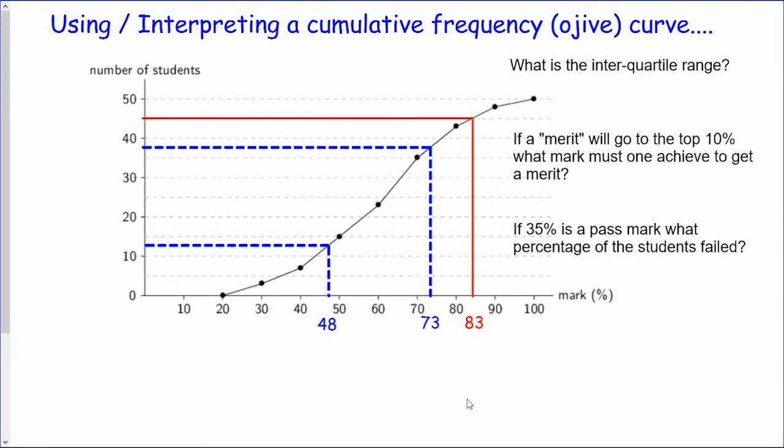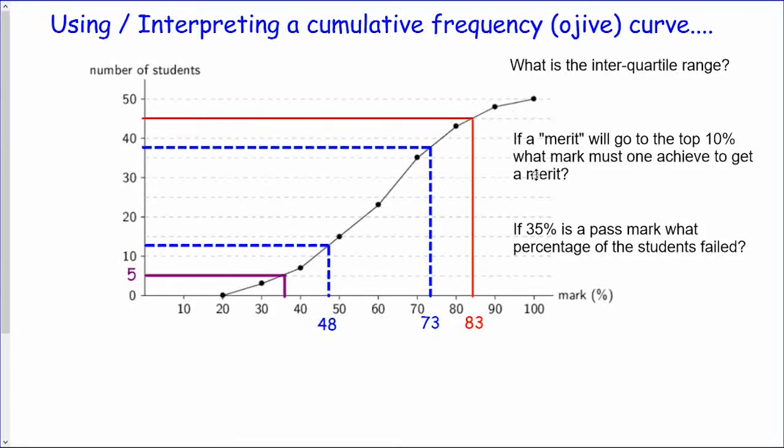And then the last question, if 35% is a pass mark, what percentage of the students failed? So let's just have a look. 35%. Now I'm looking over here at 35%, and we see that we get about 5.